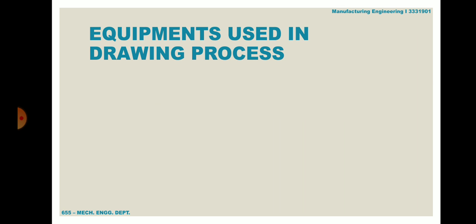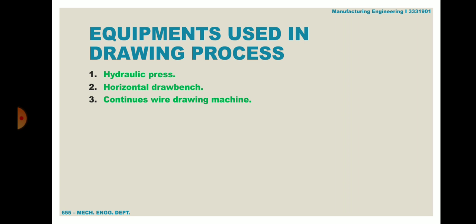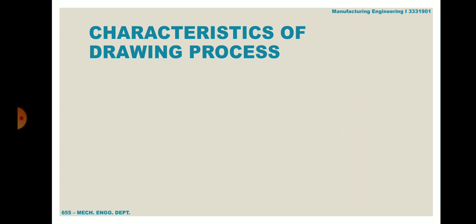Now, equipment used in the drawing process. The first one is the hydraulic press with mandrel or plunger. Horizontal draw bench, like anvil or savage. Continuous wire drawing machine, like roller. Drawing die. Drawing punch, etc.